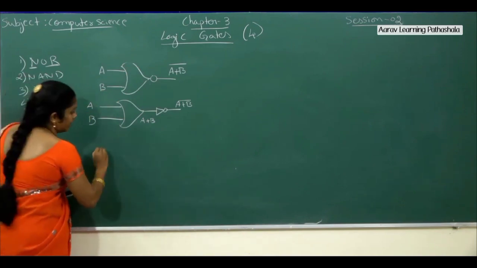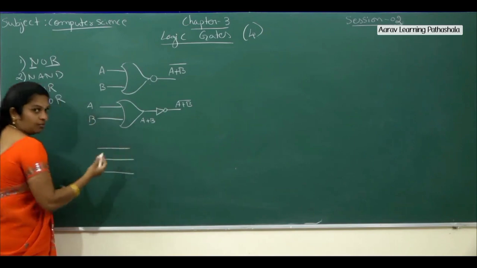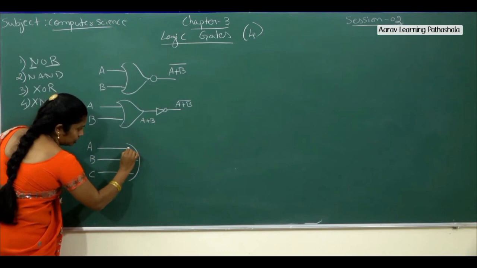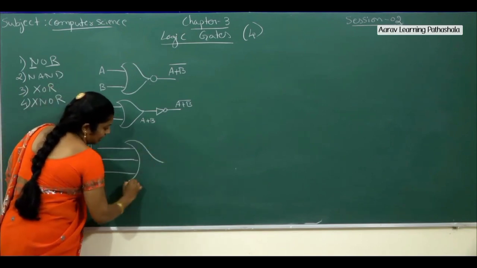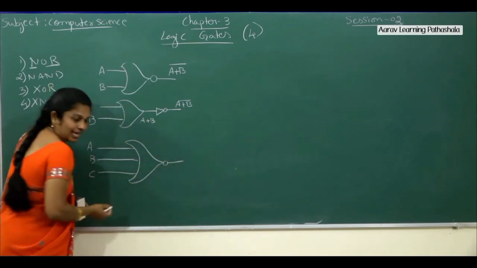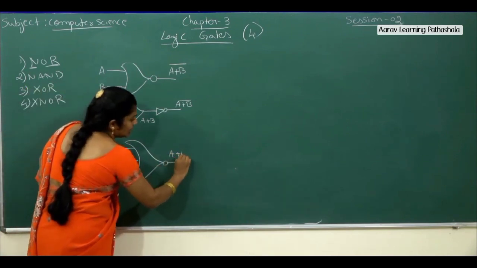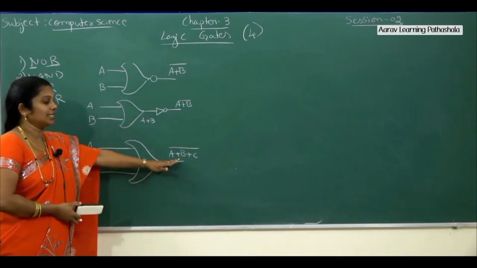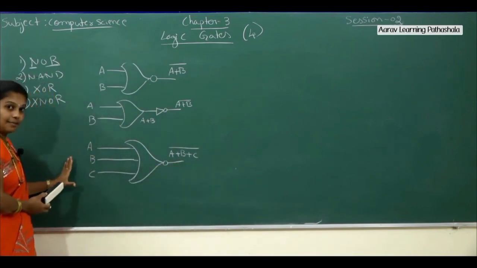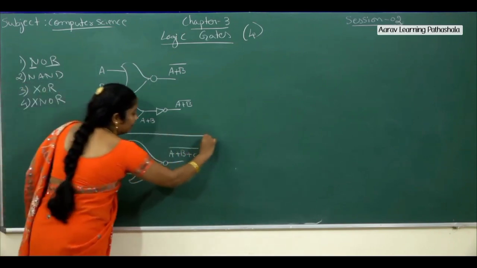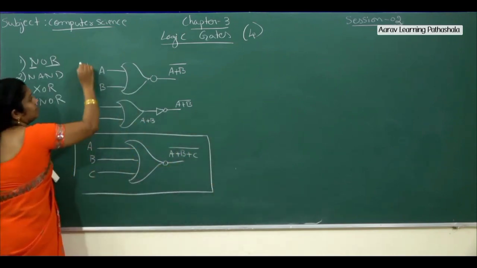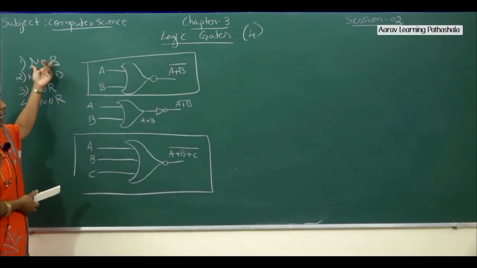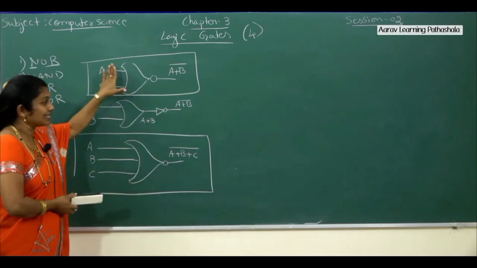For 3 variables how to write? See A, B, C, minimum 3 inputs. A, B, C. Then here the reverse C shape, then connect this, at the end write one circle and then a line. What is the output? A plus B plus C whole bar. This is the symbol for 3 variables. And this is the symbol for 2 variables, especially for the NOR gate. This is the symbol we are using.